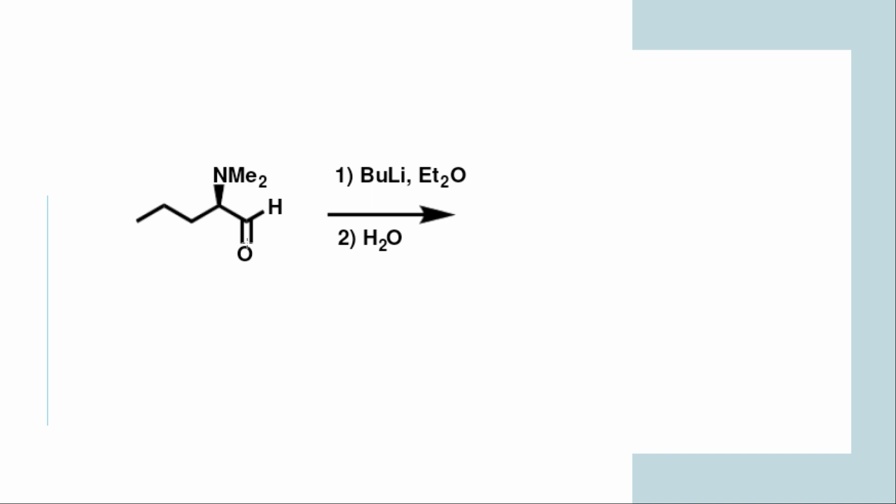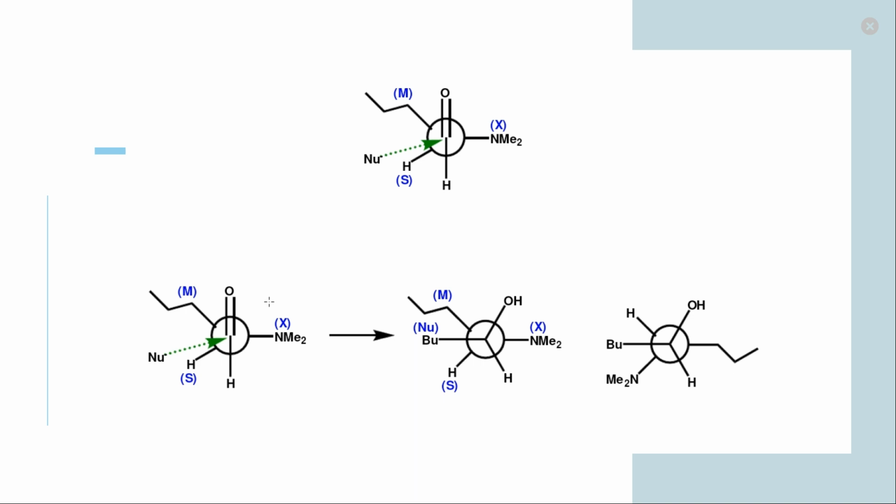So the incoming butyl can attack this carbonyl from above the screen or from below the screen, and in turn the hydroxide in the final product, which you will get by reaction with proton from water, may lie above the screen or below the screen.